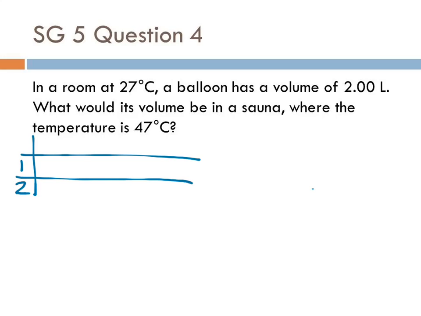The first number we come to is 27 degrees Celsius. And what do we immediately do to temperatures? We change them to Kelvin. Have to use Kelvin in gas law calculations. So we're going to add 273 to that. And that looks like that's going to be 300 Kelvin.